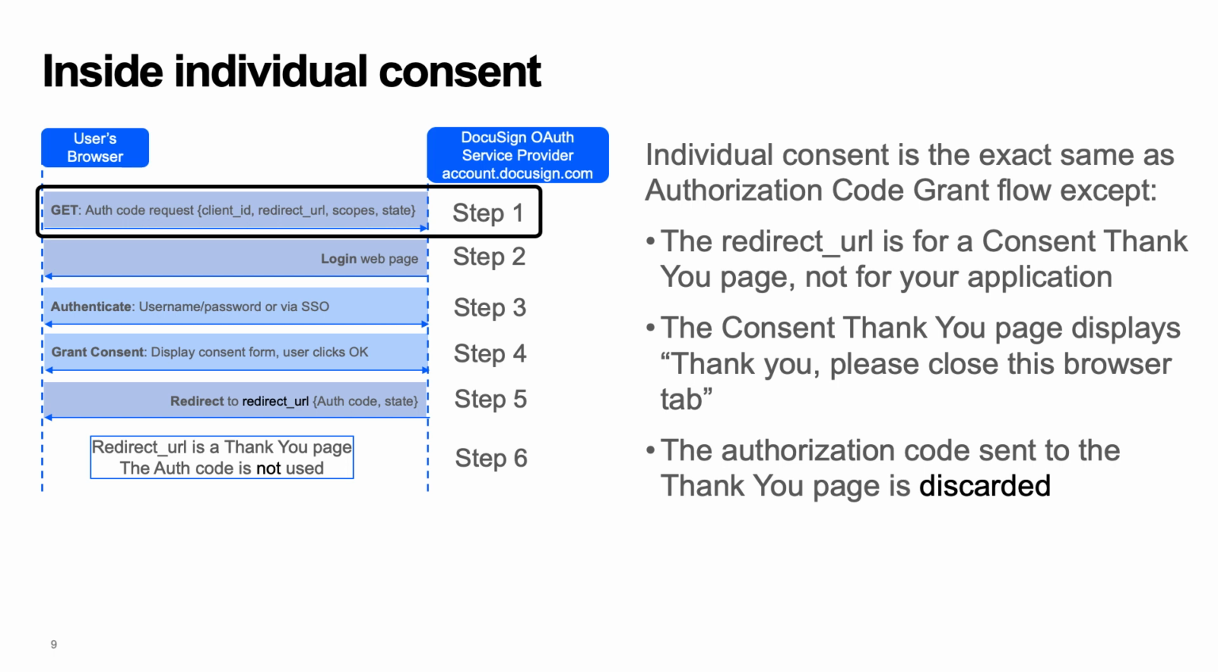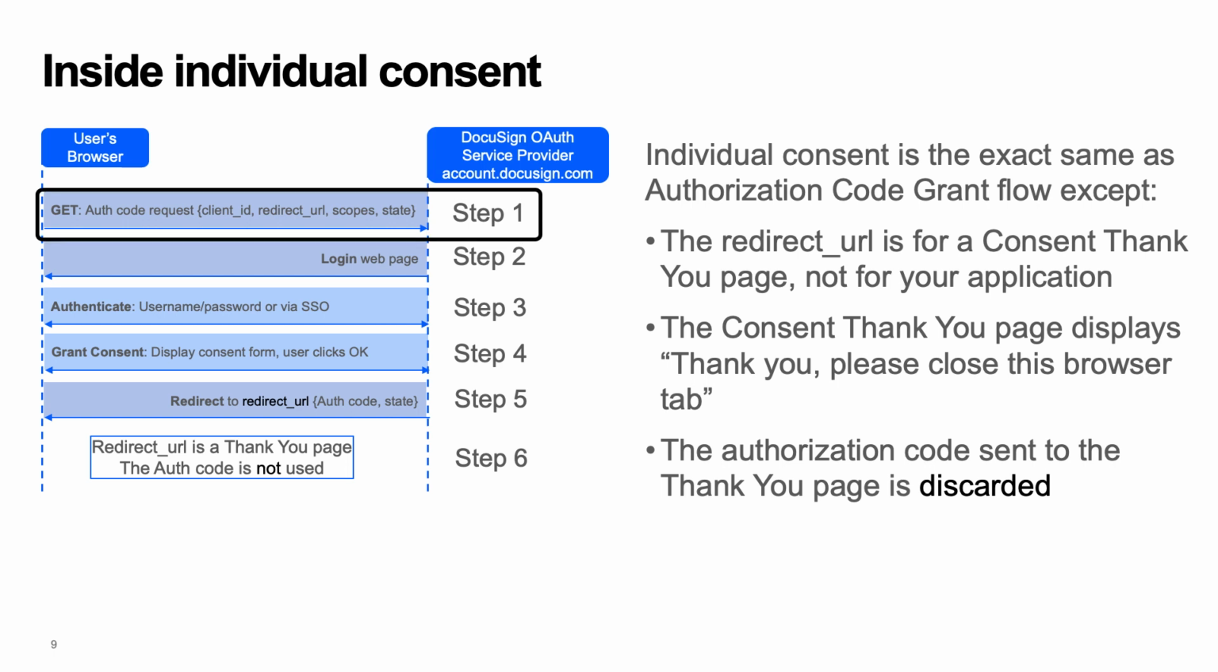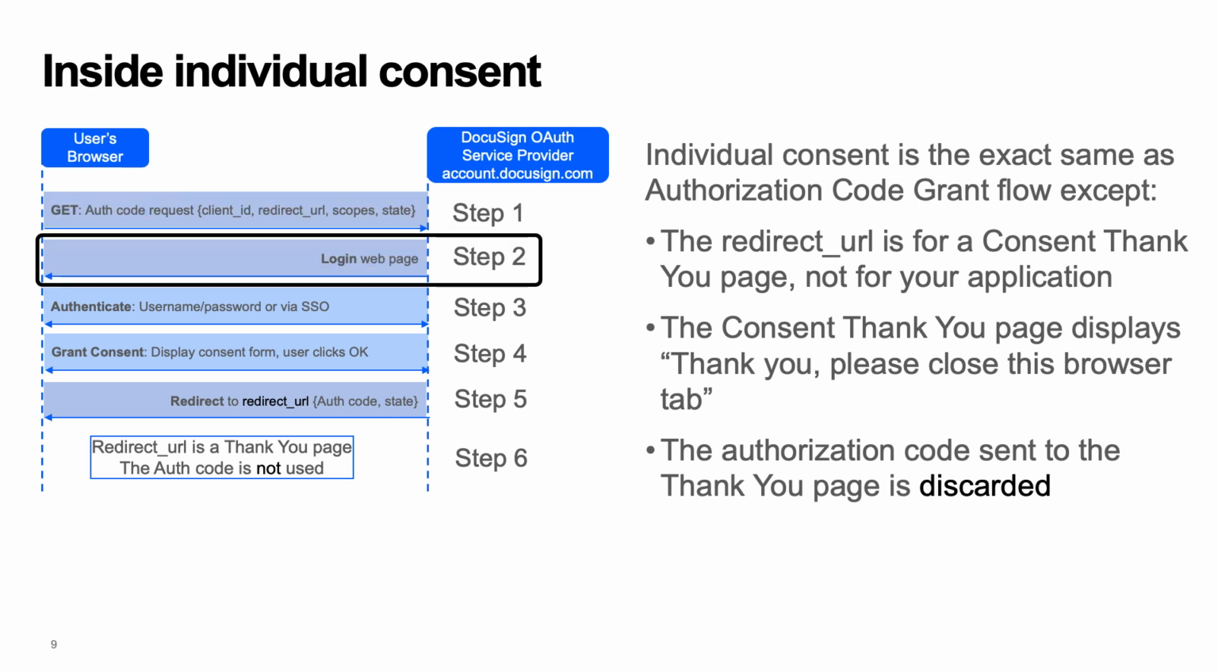The URL is a request to the DocuSign OAuth service provider, either account.docusign.com or account-d.docusign.com. The consent URL includes the application's clientId, the integration key, the redirect URL for the application, and the application scopes. Step 2. DocuSign will respond with the login page.